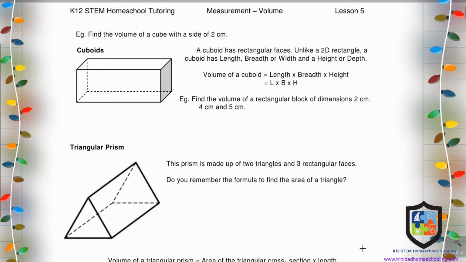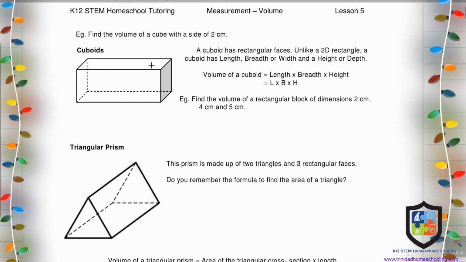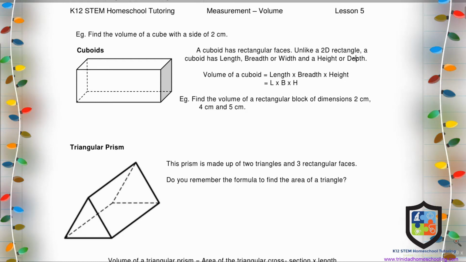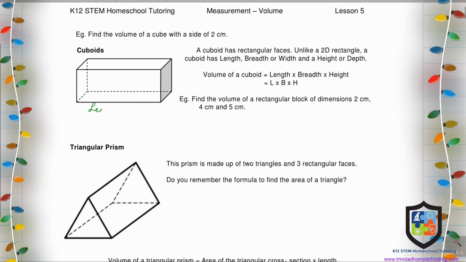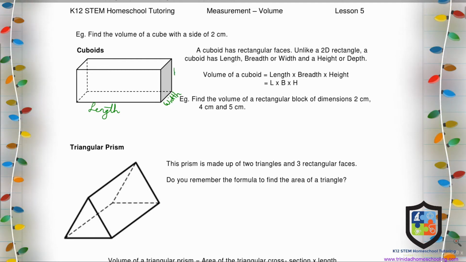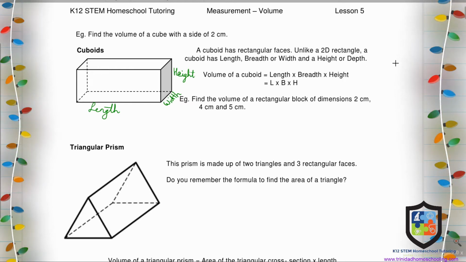Alright, so on page 2, we are looking at the volume of a cuboid. A cuboid has rectangular faces. Okay, so this is one long rectangular face here and a shorter rectangular face. Now, unlike a 2-dimensional rectangle, a cuboid has length, a breadth or width, and a height or a depth. Sometimes you would see the depth of a container or the depth of a tank. It also means the height.